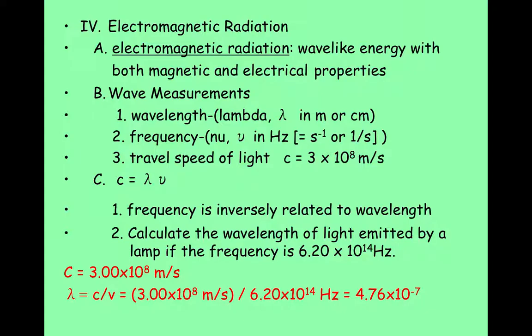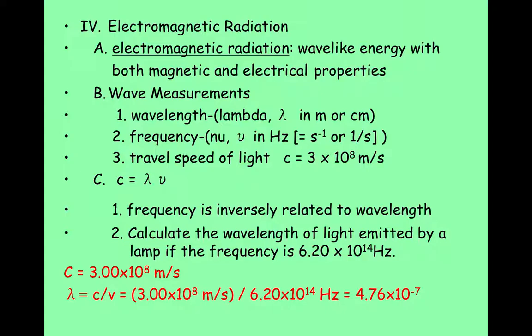Then I'm just plugging the numbers in. 3.00 times 10 to the 8th meters per second divided by 6.20 times 10 to the 14th hertz. If I do the math, that's going to give me 4.76 times 10 to the negative 7th. And as we're going through problems, my strong advice is to try to pause the video and then solve the problem. Then listen to me go through it and see if your answer is correct, because it's easier to follow along as I do the problem than it is to do it on your own.